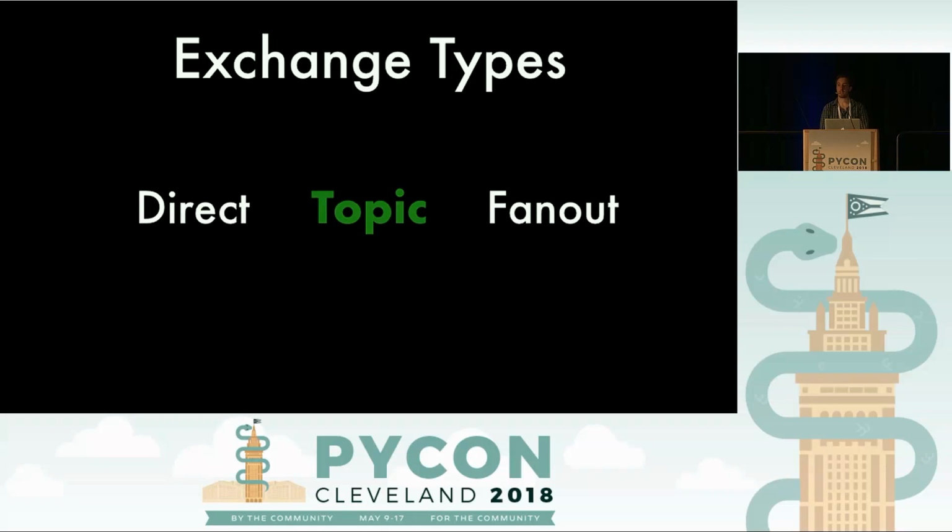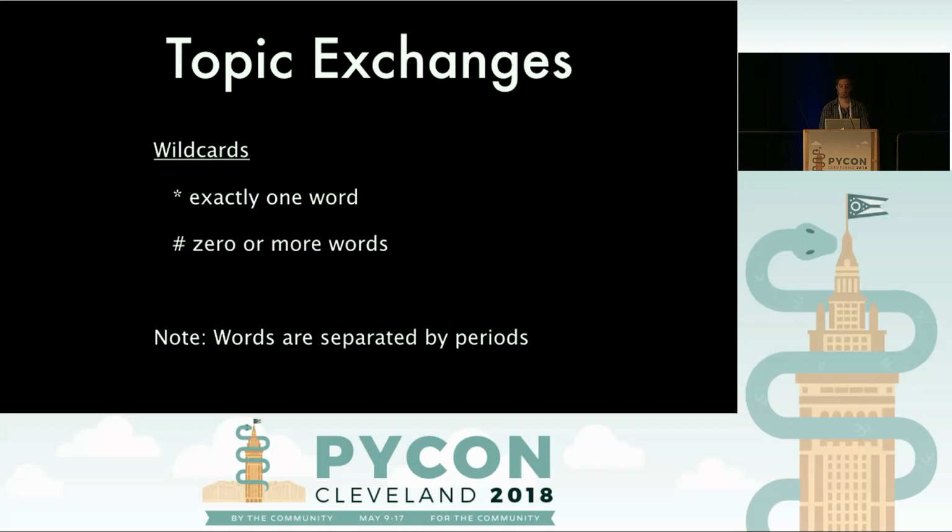Next, I'll talk about topic exchanges. Topic exchanges work similarly to direct exchanges with one important difference. The binding key accepts 2 wildcards. An asterisk can take the place of exactly 1 word, and a hashtag can substitute for 0 or more words. Words are separated by periods and limited to 255 bytes in size. So in the previous example, foo, bar, and baz are all examples of words.